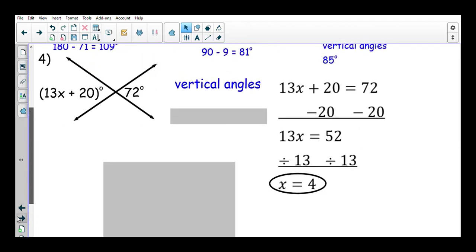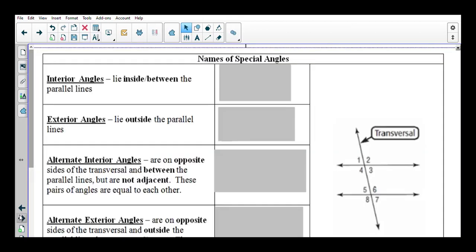All right, let's go ahead and take a look at some more complicated angles and their measures as well. Hello. So in our special types of angles, sometimes we get special angles that are formed when parallel lines are intersected by another line. We call that line a transversal. So anytime parallel lines are intersected by another line, we call that line a transversal.